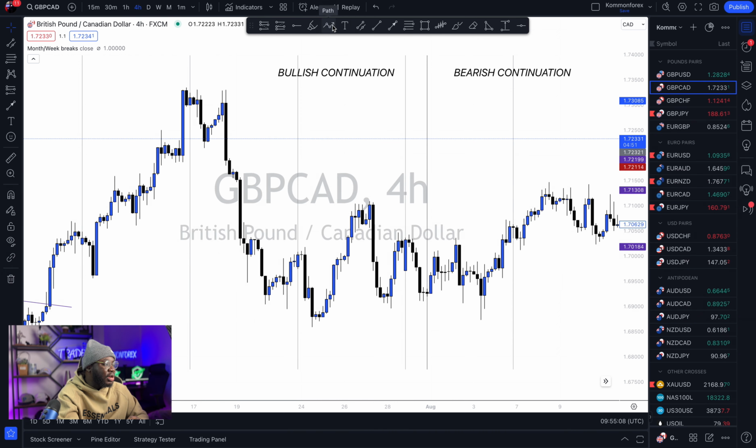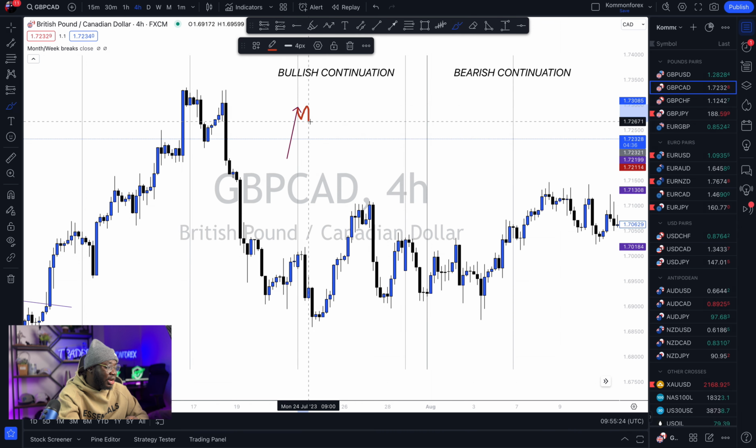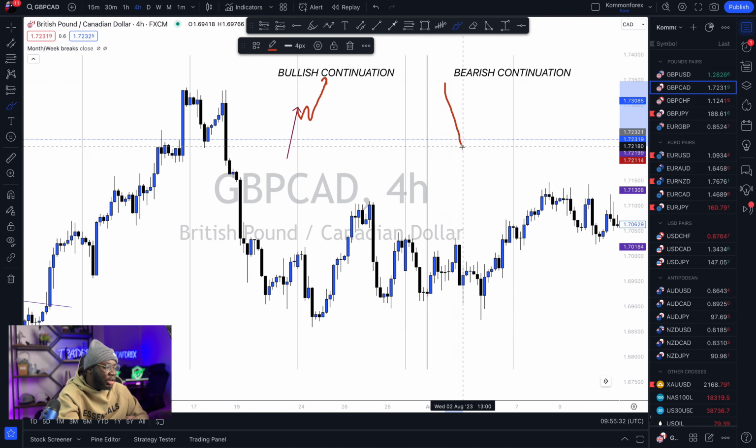All you need for a bullish continuation is that you normally want to have a strong rise. Right after the strong rise, the market will consolidate minimum 3 candles, 4 candles, whatever, and it breaks to the upside. Then with the bearish continuation as well, you have the market drop, then it consolidates for a while, then it breaks to the downside.